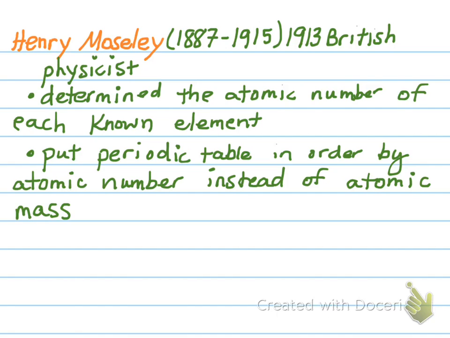Moseley, now that they know about protons and electrons in atoms, is going to use atomic number, which is the number of protons in an atom. And he's going to put the periodic table in order by atomic number. And in fact, this is the way it is today. This is still the way that the periodic table is organized to this day.